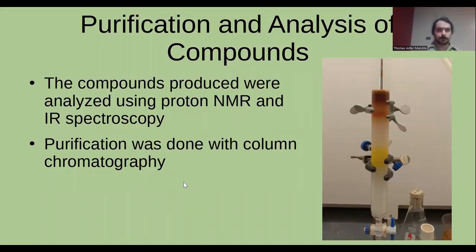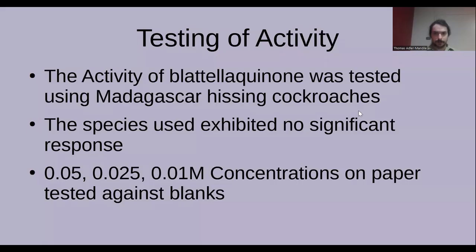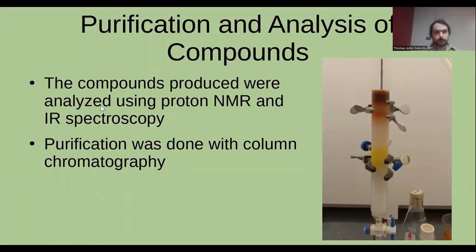The compounds that we produced were purified with column chromatography. You can see one of the columns here on the right. The yellow material in the lower band is the product, and these orange and red bands are the side products. And once we had made the analogs, we analyzed them using proton NMR and IR spectroscopy to confirm their structure.